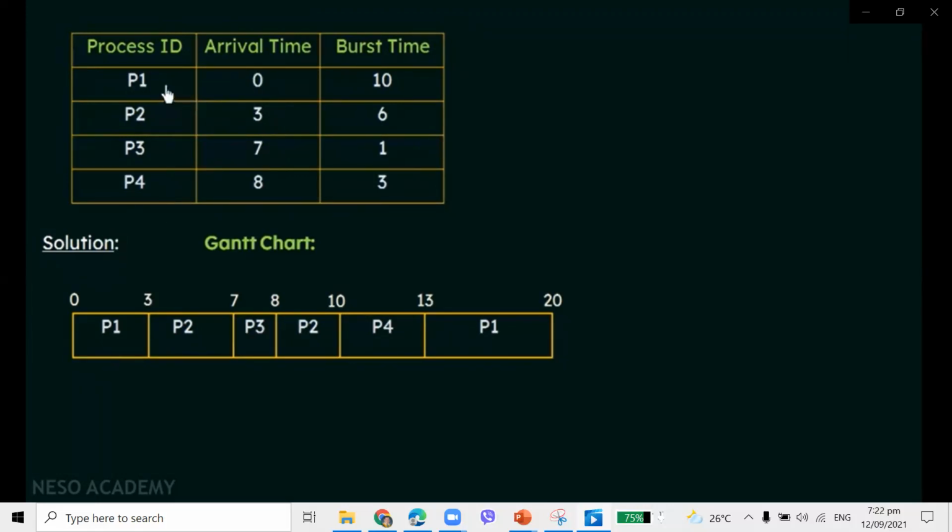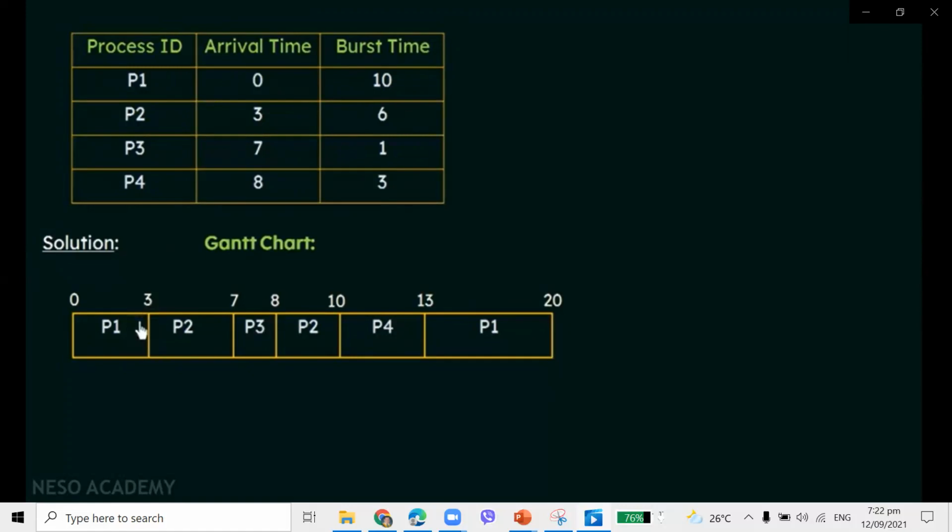And which is the next process to arrive after P1? The next process to arrive after P1 is process P2, and we see that P2 has arrived at time 3. So at the 3rd millisecond, P2 arrives. Now let us see what is the burst time of process P2, and let's see if P1 will be preempted. The burst time of process P2 is 6 milliseconds. And what is the burst time of P1? The burst time of P1 is 10 milliseconds, but we see that P2 arrived at the 3rd millisecond. So at the 3rd millisecond, P1 was already executing, and it has completed 3 milliseconds of its execution.